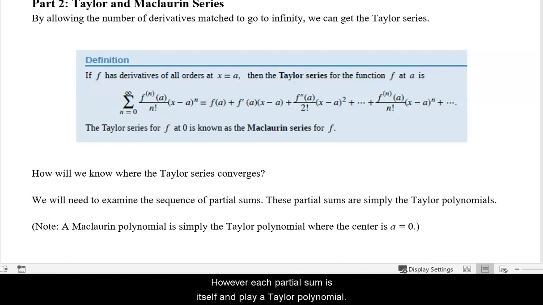However, each partial sum is itself simply a Taylor polynomial. So the partial sums become the Taylor polynomials that we studied in the first video. Again, the only difference between the Taylor and Maclaurin series and Taylor and Maclaurin polynomials is whether or not the center is the value a equals 0.